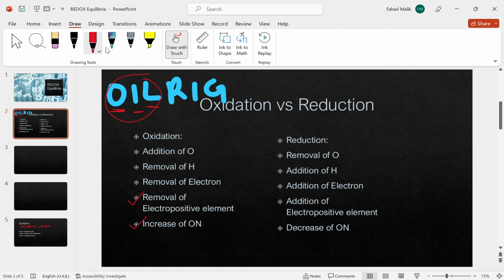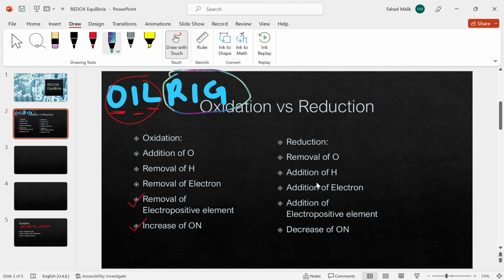Now, when we come to reduction, it's basically just the opposite. As the name says, removing oxygen. So that's okay. Now, RIG. RIG means reduction is gain of electrons. Fine. Reduction is gain of hydrogen. And reduction is removal of oxygen, that we know. So we've learned this. And we know reduction is gain of hydrogen, reduction is gain of electrons. So we've learned this as well.